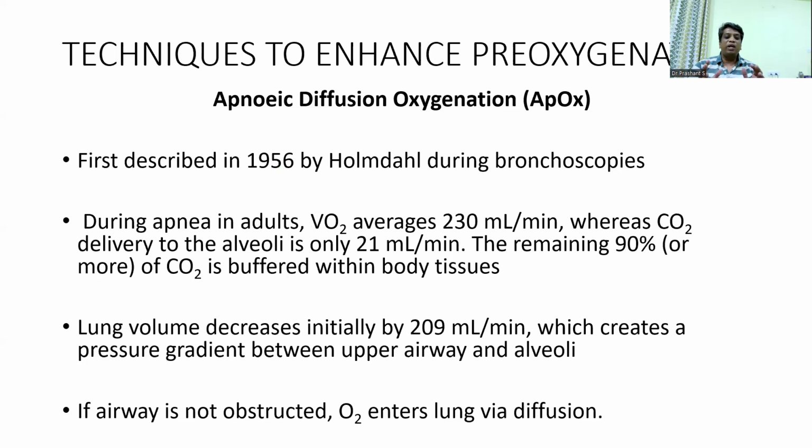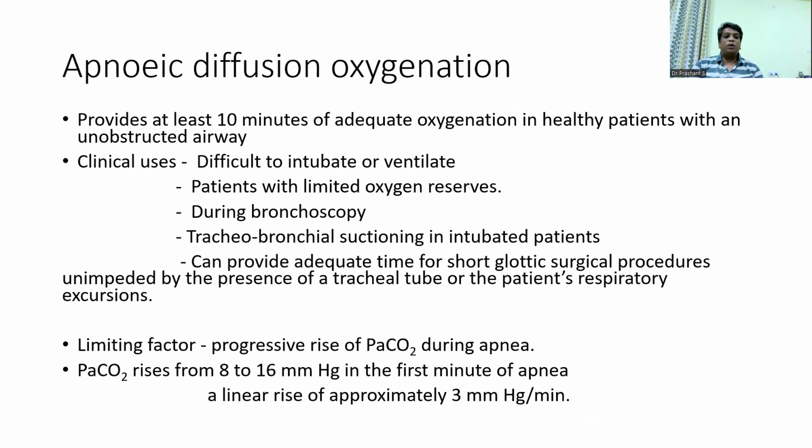So what is going to happen? Whenever the oxygen present in the lung gets absorbed into the bloodstream, blood and the tissues, the lung volume is likely to shrink. This creates a pressure gradient between the upper airway and the alveoli, which causes a sucking effect, and whatever air is present in the upper airway will get transmitted to the alveoli. So this apneic diffusion will provide at least 10 minutes of adequate oxygenation in a healthy patient, provided an unobstructed airway is present.